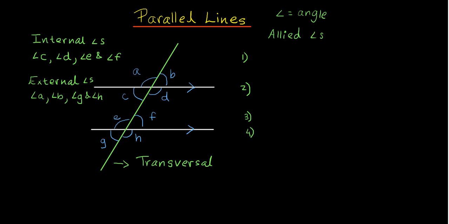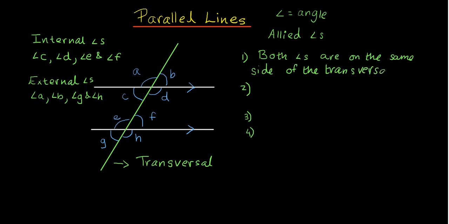So let's start off. Both these angles are on the same side of the transversal. Bit slow, but I'm just trying to get this down. Okay, so if one of these angles is on the left, the other one will also be on the left. If one is on the right, the other one's also on the right.